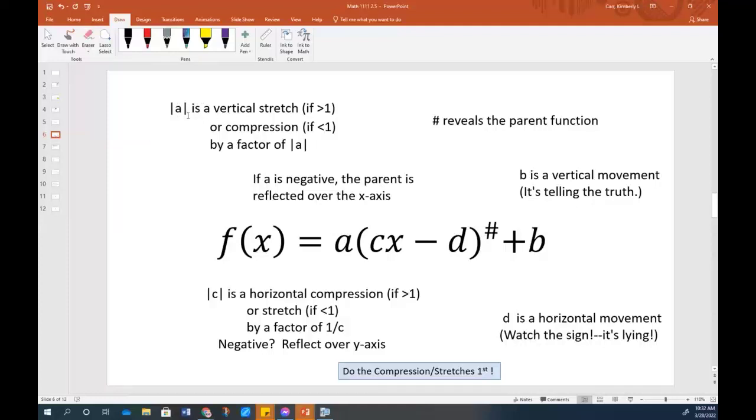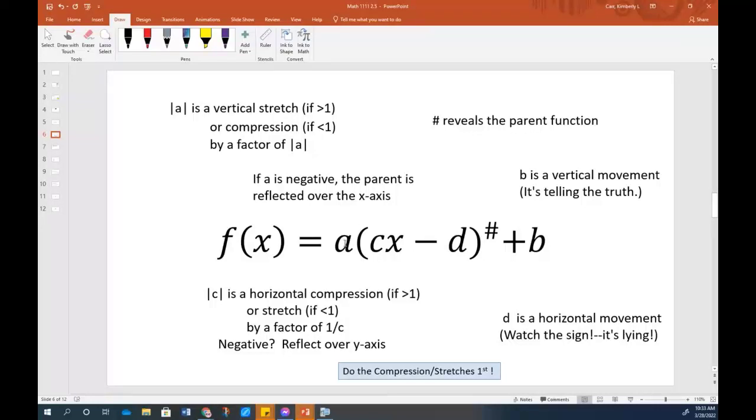The absolute value of A is what you want to consider to see if it's a vertical stretch or compression. If the absolute value of A is bigger than 1, it's a vertical stretch. If the absolute value of A is less than 1, it's a vertical compression. And you will have to know what that factor is, like what the multiple is, and it is the absolute value of A. So if I have a -3 out here, then I would still say that the factor was 3, because the absolute value of A would be 3. And since the absolute value of A is 3 and that's bigger than 1, I would say it were a vertical stretch by a factor of 3.